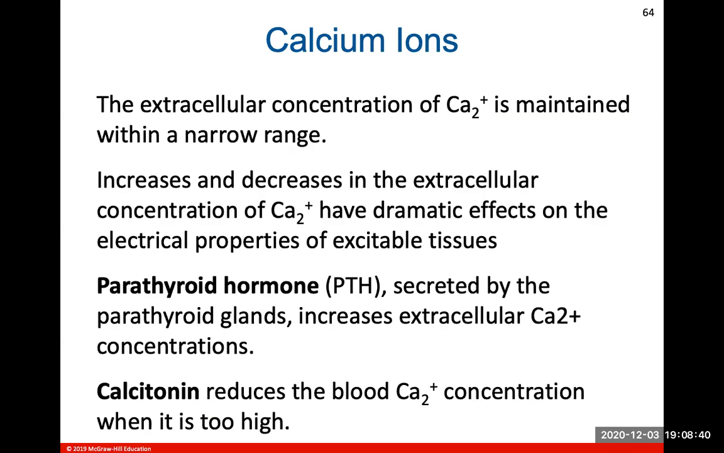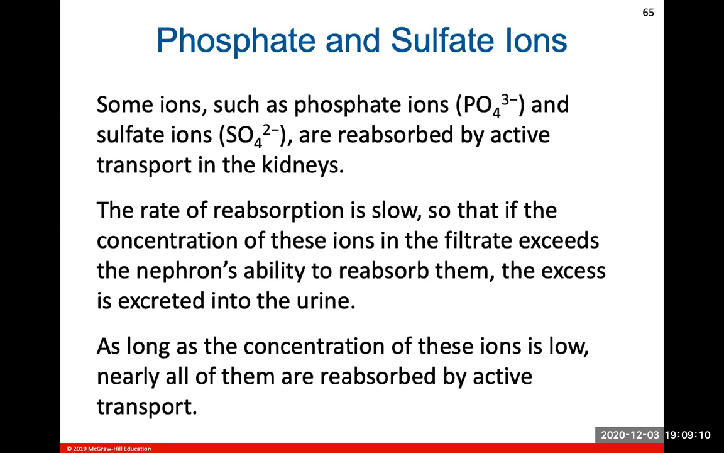Calcium ions: their concentration is maintained within a narrow range. A slight increase or decrease in their concentration will have a dramatic effect on the electrical properties of excitable tissues. PTH and calcitonin are two hormones. PTH increases extracellular calcium concentrations, and calcitonin will reduce blood calcium levels when they are too high. Calcitonin, again, tones down blood calcium levels.